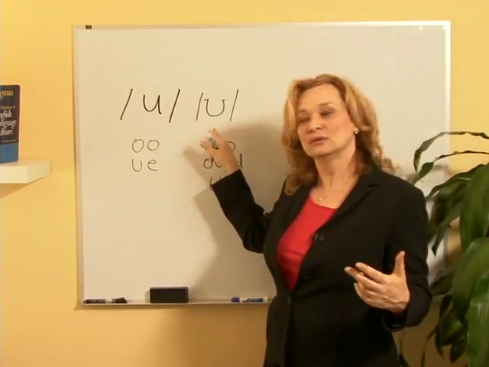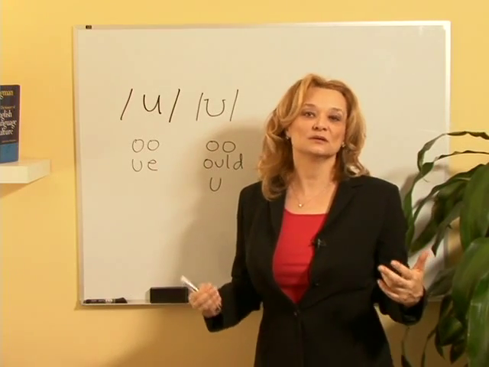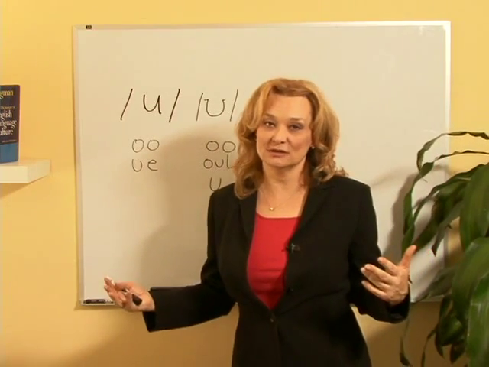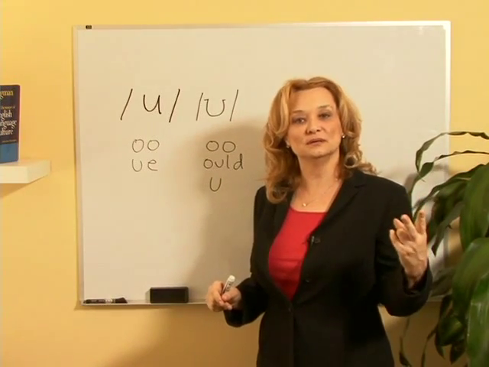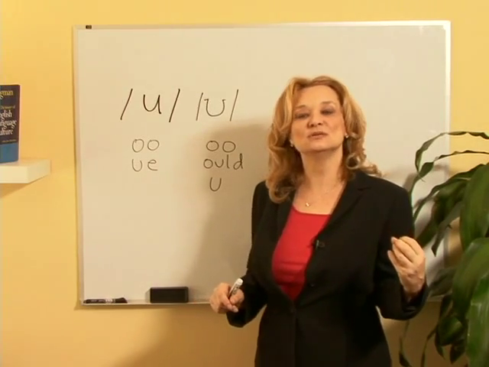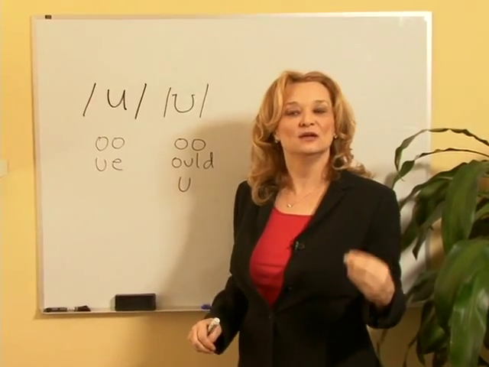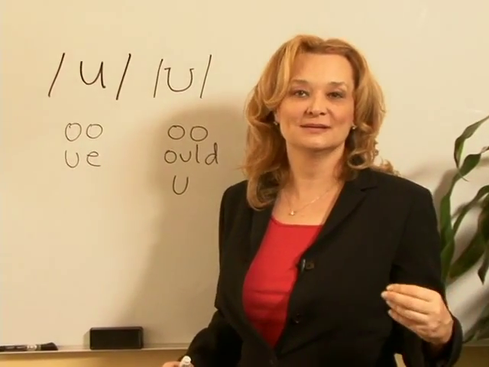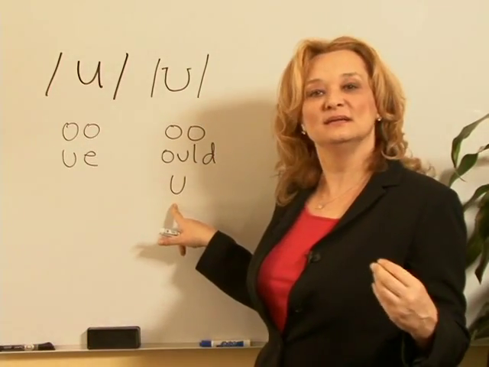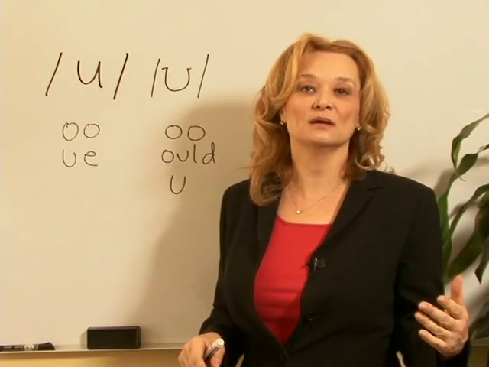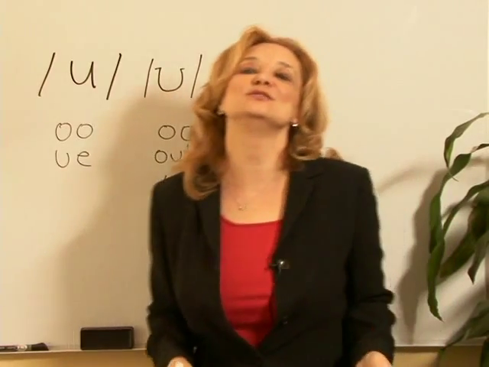And for the other sound we also have a double O, as in words like look, took, shook, and OULD, as in would, could, should. So don't say I would like, say I would like. Don't say look at the good book, say look at the good book. And the letter U, as in words like push and pull. Let's practice the two sounds now.